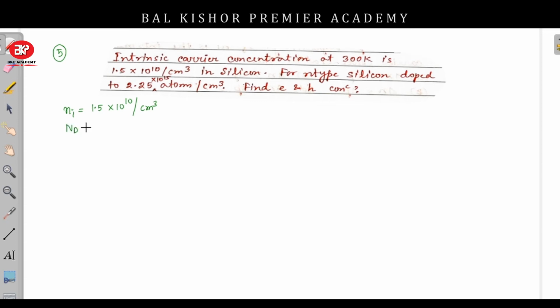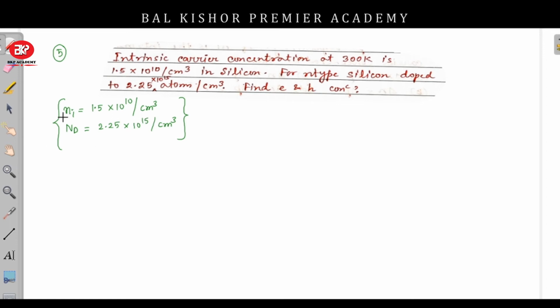So Nd is the doping concentration, 2.25 into 10 to the power 15 per centimeter cube. So this is the doping concentration inside the n-type semiconductor. Now we need to find the electron and hole concentration. That means we need to find the majority and the minority carrier concentration inside the n-type semiconductor.